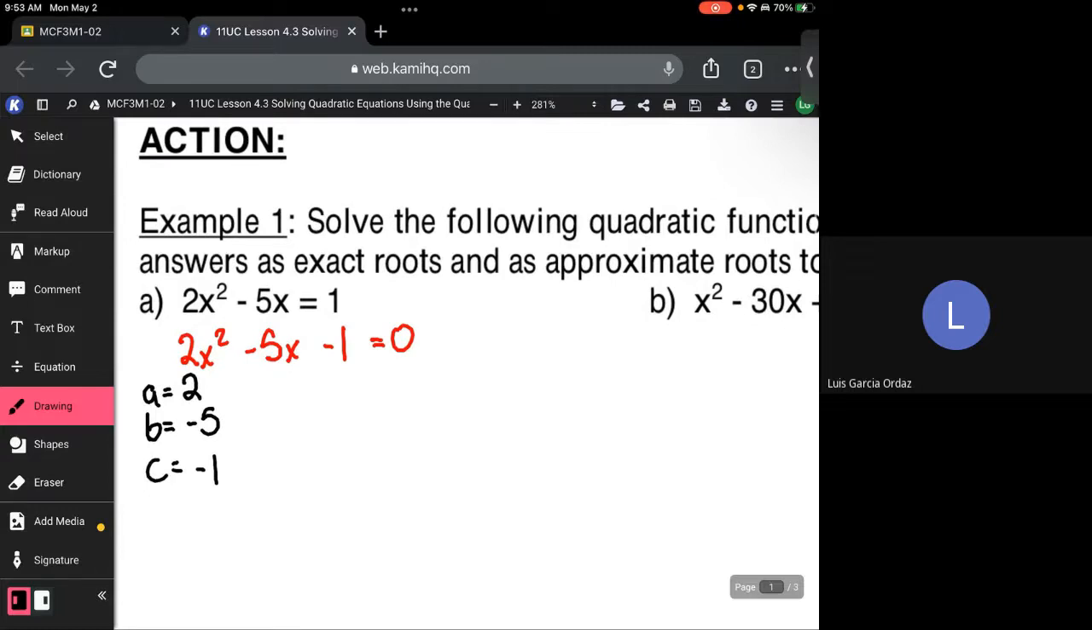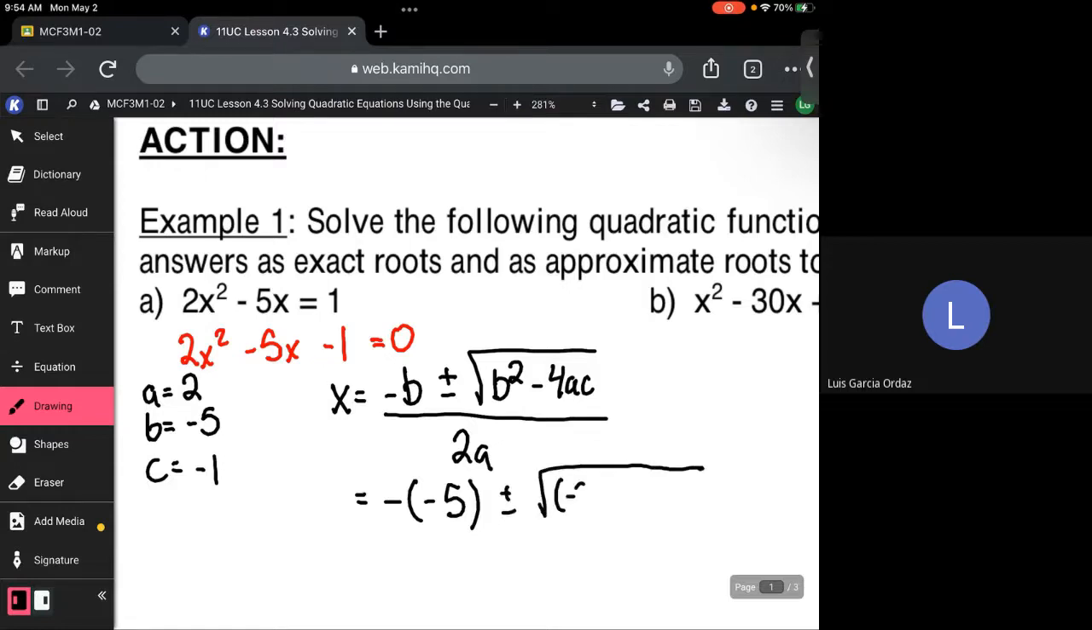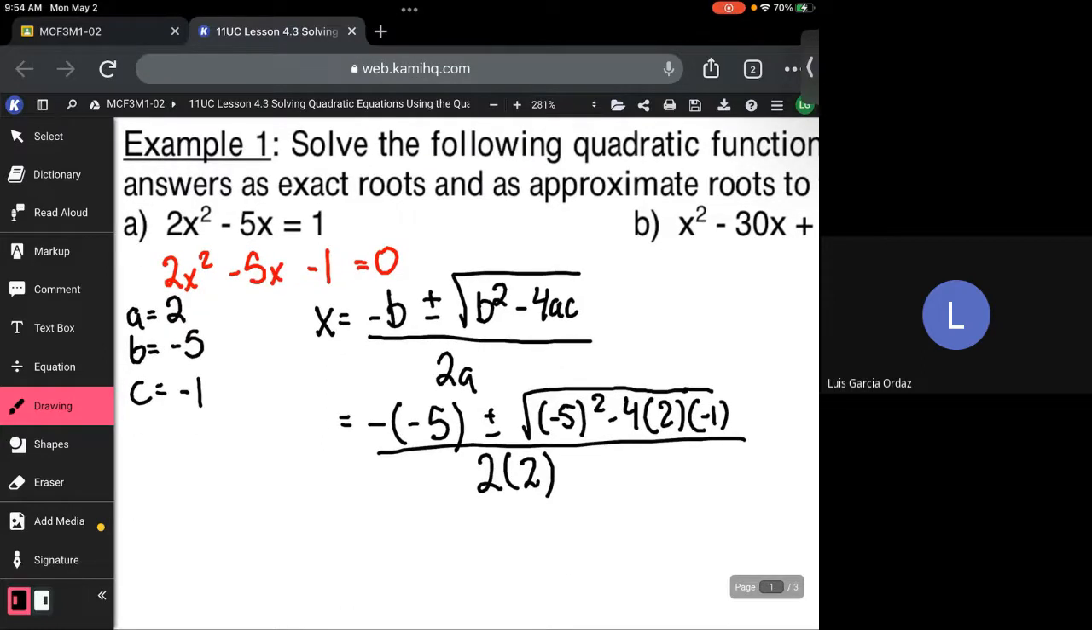So I'm going to write down my quadratic formula. X is equal to negative B plus or minus the square root of B squared minus 4AC, divided by 2A. So we're going to plug in negative 5 for B. So I'm going to have negative times negative 5, plus or minus B squared, which is negative 5 squared, minus 4 times A, which is 2, times C, which is negative 1, all divided by 2 times A, and we know A is 2. So you're just subbing in stuff into that formula. There's no other way to explain it besides plugging it into the formula.